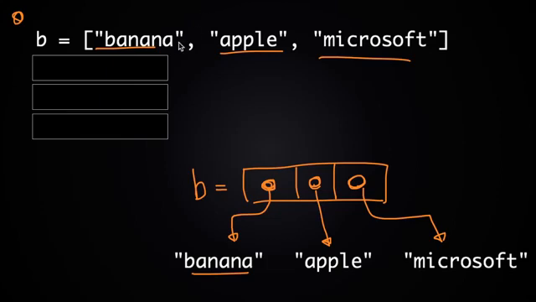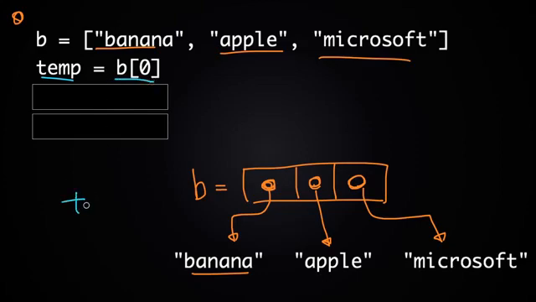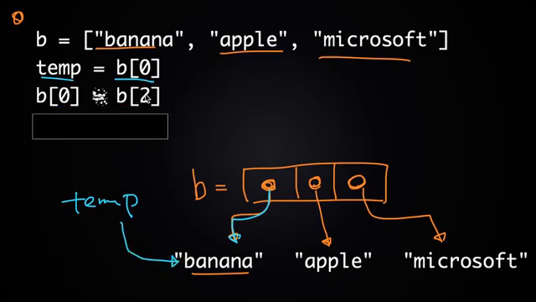And I'm going to show you my solution. First, write temp equals B square brackets 0. So we're defining a new variable called temp for a temporary variable, which is going to refer to what B square brackets 0 refers to, which is this one. And then you can write B square brackets 0 equals B square brackets 2. So we're saying the first compartment should now refer to whatever the third compartment refers to. Because like I said, the index for the first item is 0, and the index for the second item is 1, and the index for the third item is 2.